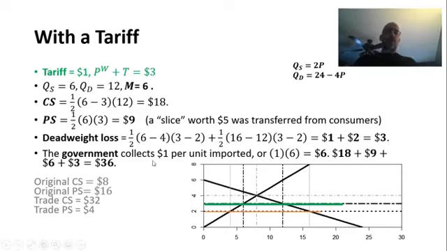So that's what the numbers show. You can actually put numbers on autarky. You can show producer and consumer surplus. You can show those numbers grow with free trade, and then you can show some of that taken away. Some of it is lost, and some of it is transferred to the government.